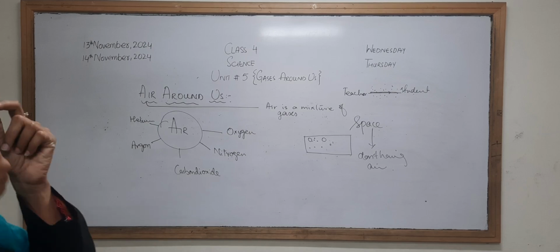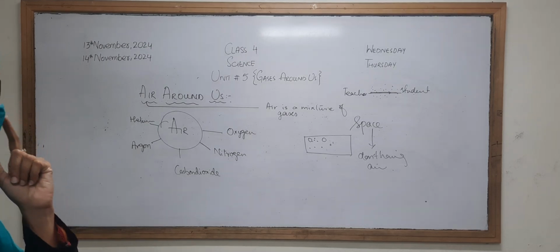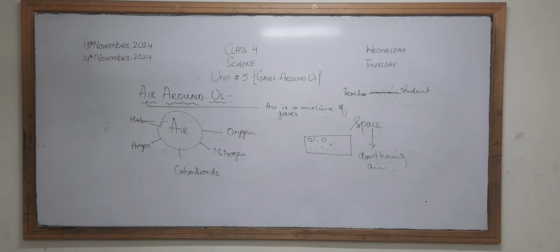So we can say that it is not possible for any living organism to survive or live on the moon or any other planet, because there is no air available there.